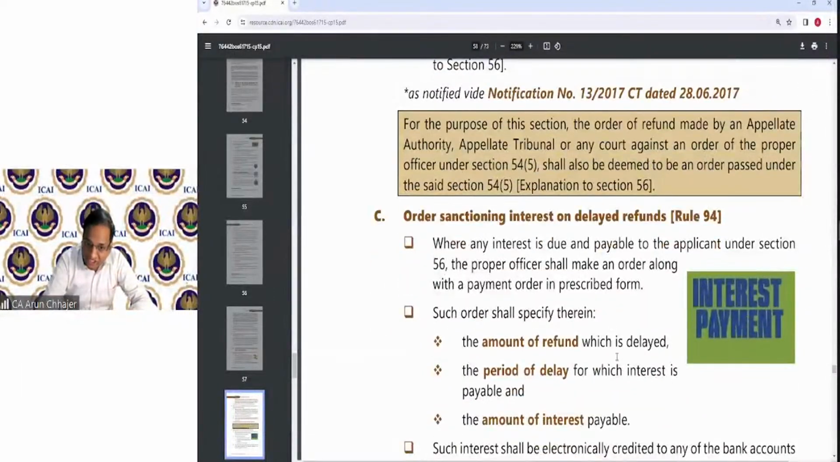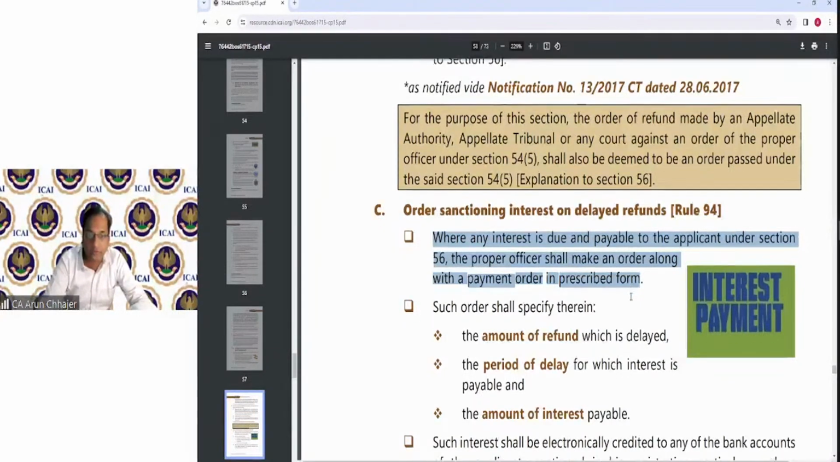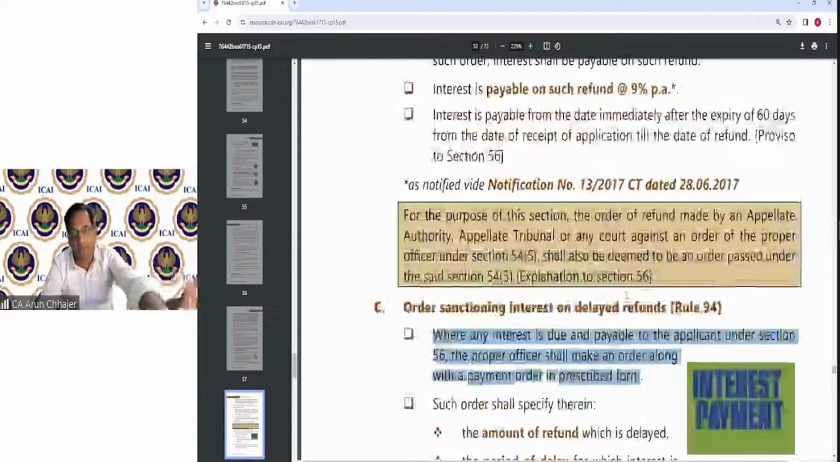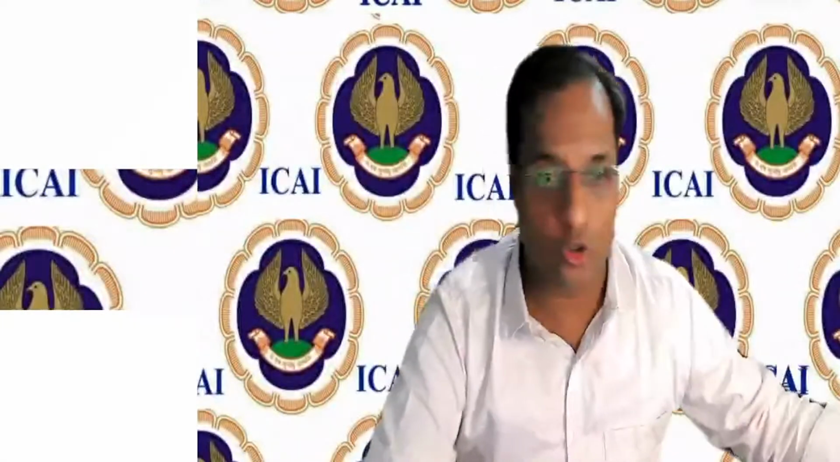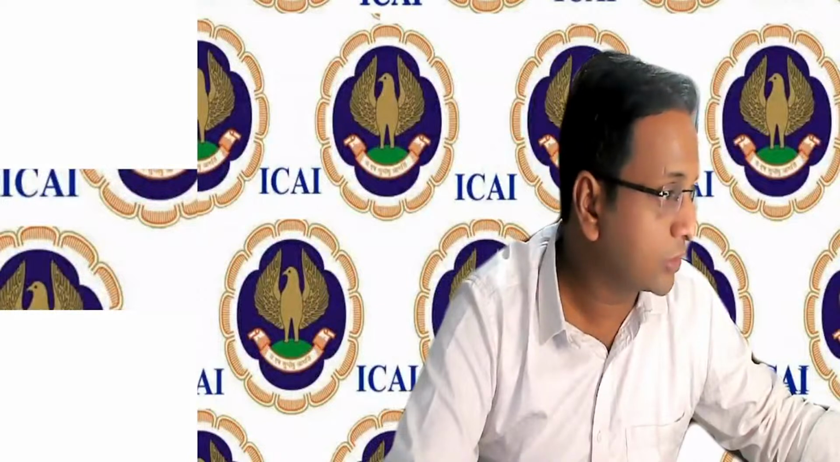Order sanctioning interest on delayed refund, Rule 94: where any interest is due and payable to the applicant under section 56, the proper officer. So, we are stopping at this stage. We can spend 10-15 minutes on a quick round of question and answer. We will start from page 58 and then complete the balance part in the next class. So, I have to stop here so that we can move to the quick round of question and answer.